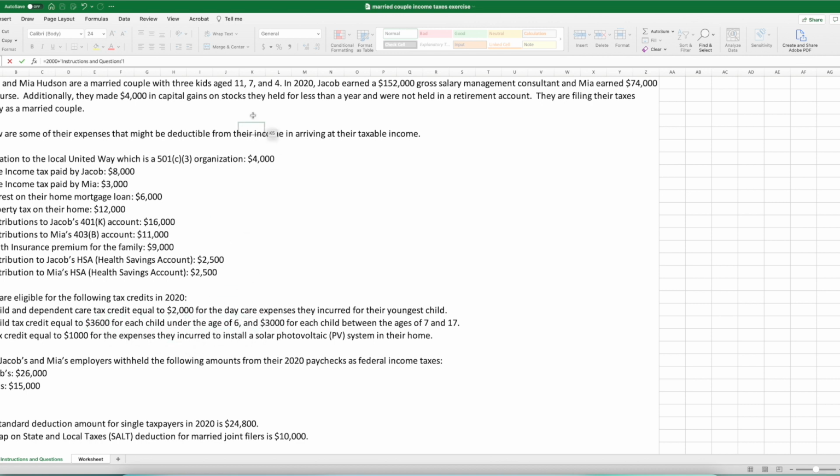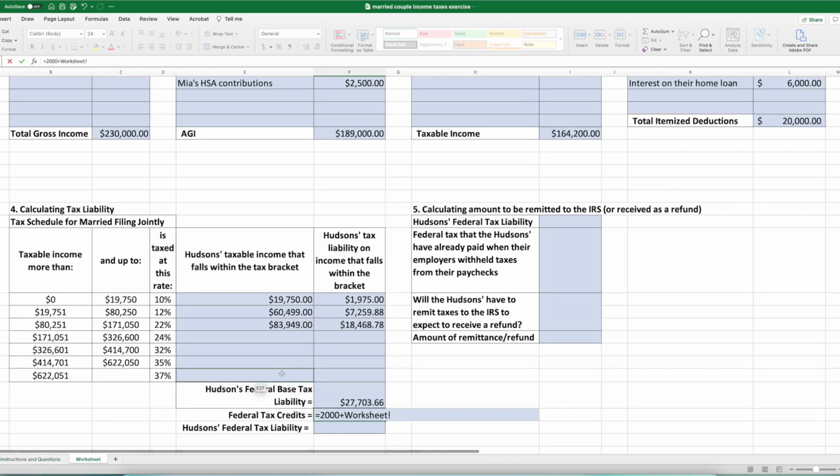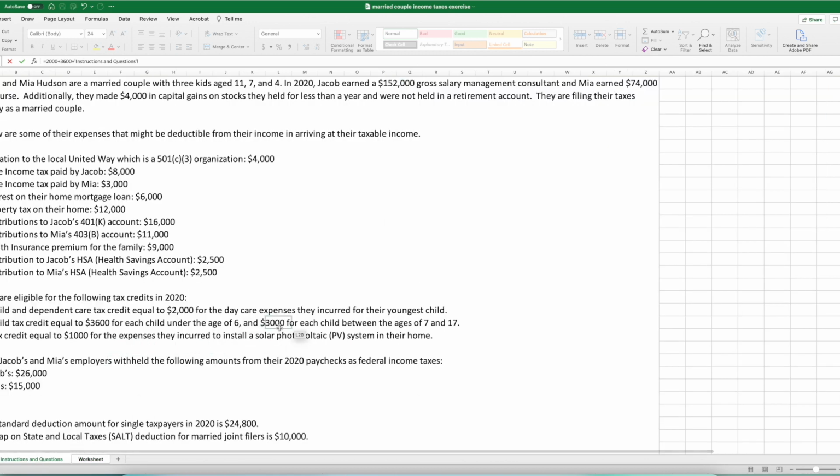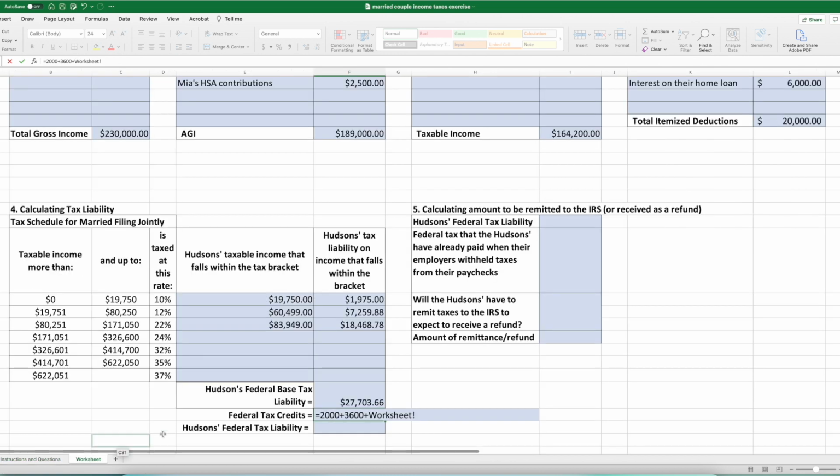Then they have a child tax credit equal to $3,600 for each child under the age of 6. Now they have one child under the age of 6. Okay, so they're going to be able to take a $3,600 tax credit for that. And they have a $3,000 tax credit for each child between the ages of 7 and 17. So they have 2 children between the ages of 7 and 17. So they're going to be able to take a tax credit of $3,000 for each. So they're going to be able to take a total of $6,000 in tax credits for those 2 children.